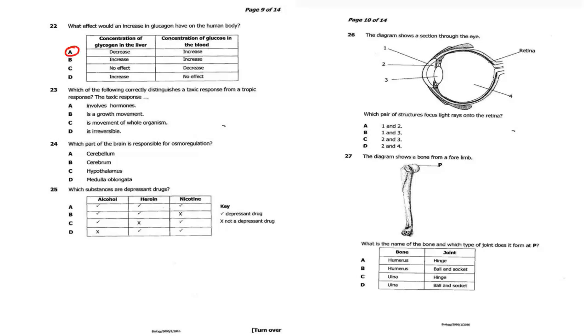Which of the following correctly distinguishes a tactic response from a tropic response? A tactic response involves movement of the whole organism, while a tropic response involves just parts.